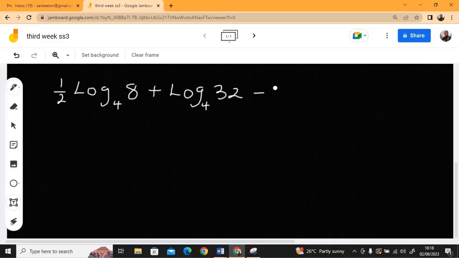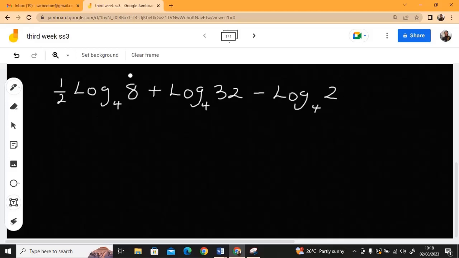This will be the last one. We have done a lot. Let's say you have 1/2 log base 4 of 8, plus log base 4 of 32, minus log base 4 of 2. So how do you solve something like this? Applying the laws of logarithm, right?